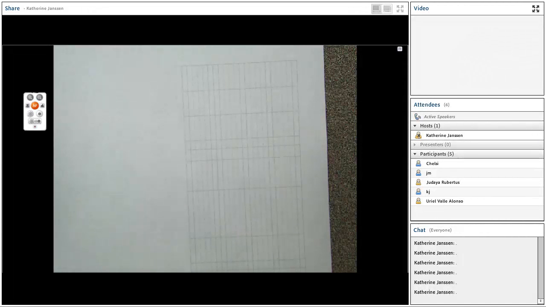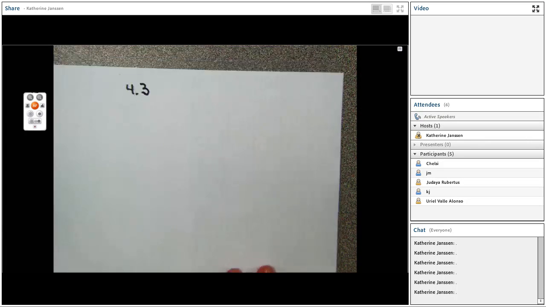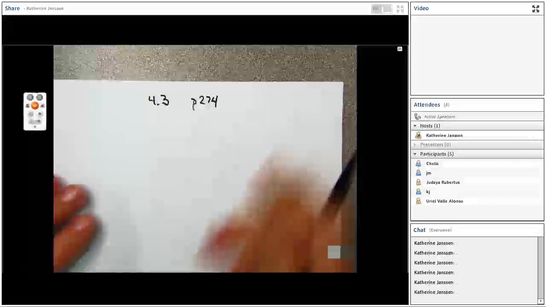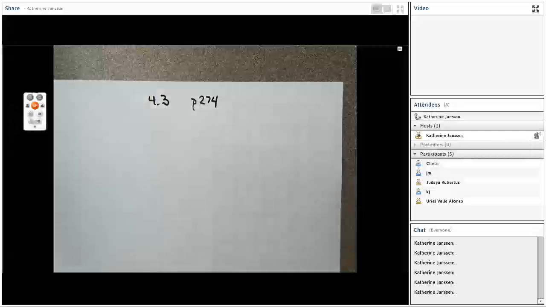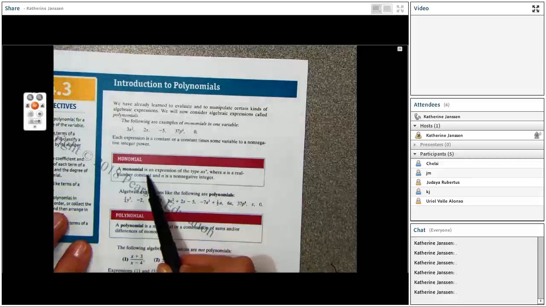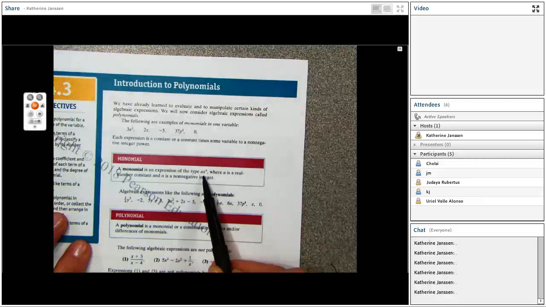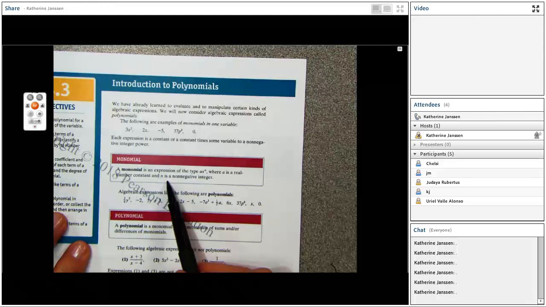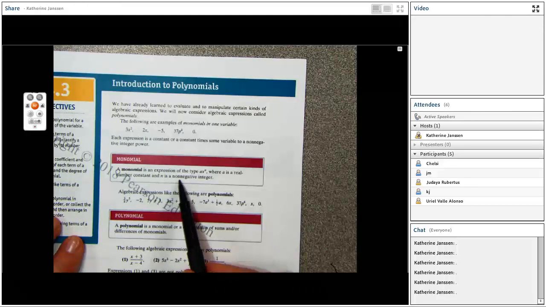So starting on page 274, which is section 4.3. And we're starting out with definitions of new terms. We have a monomial. A monomial is an expression of the type a times x to the nth, where a is a real number constant, and x is your variable, and n is a non-negative integer.